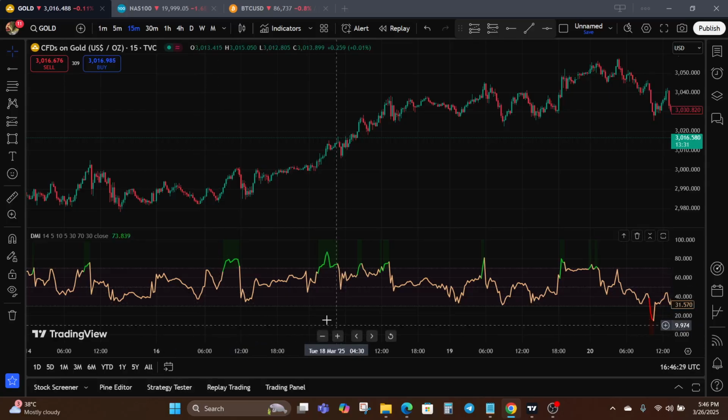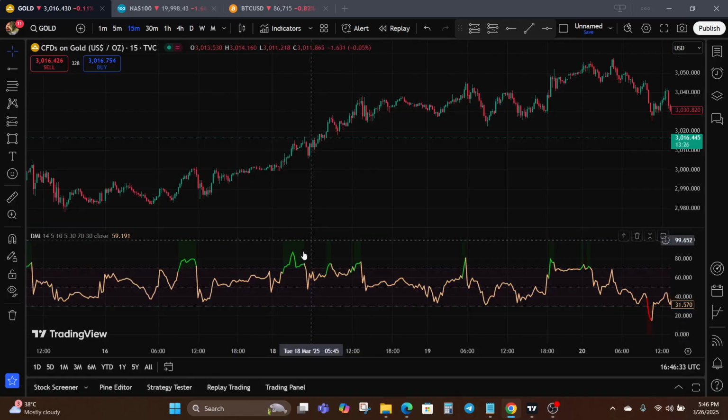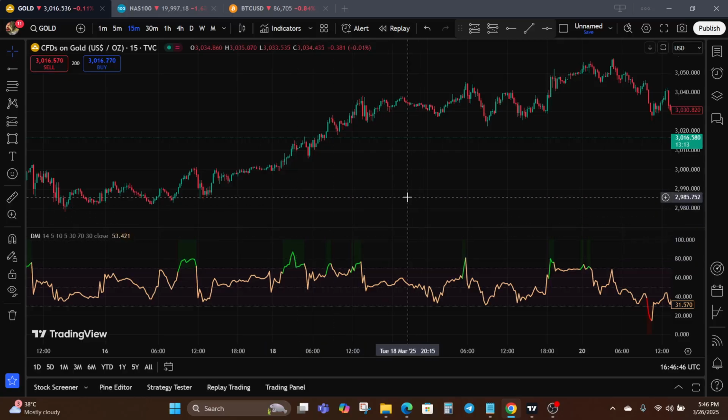The dynamic momentum index uses standard deviation to measure volatility, and based on this volatility, it adjusts the number of periods used in its calculation. This means that during sharp price movements, the indicator updates faster, helping traders react in real time.